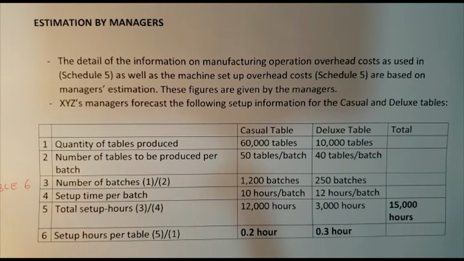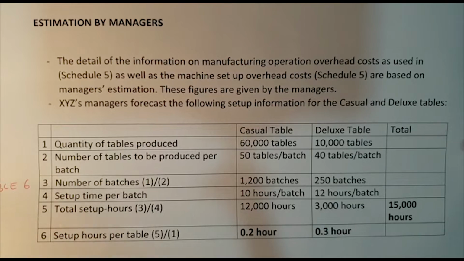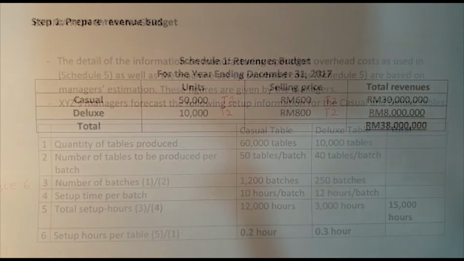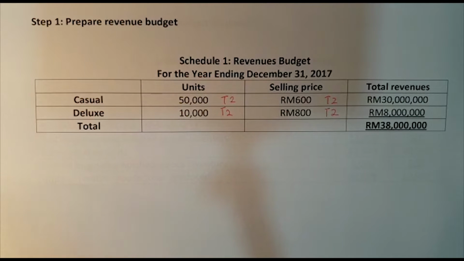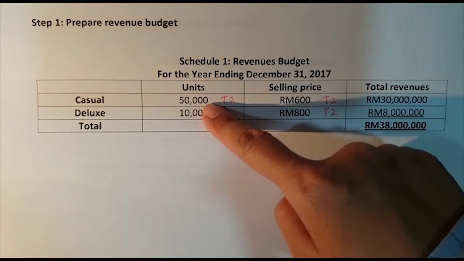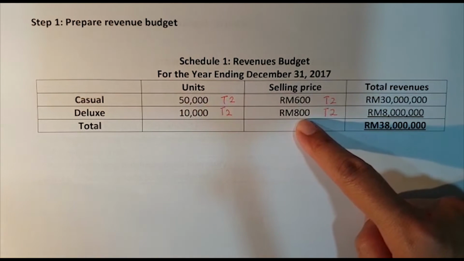As for this information, we'll call this table 6. So with all of this information, we are going to prepare the budget. Now we look at the revenue budget, and this is what we call Schedule 1. In the revenue budget, we are going to calculate the total revenue. Obviously, once we want to calculate the revenue, we have to know the number of units that we can sell as well as the selling price.